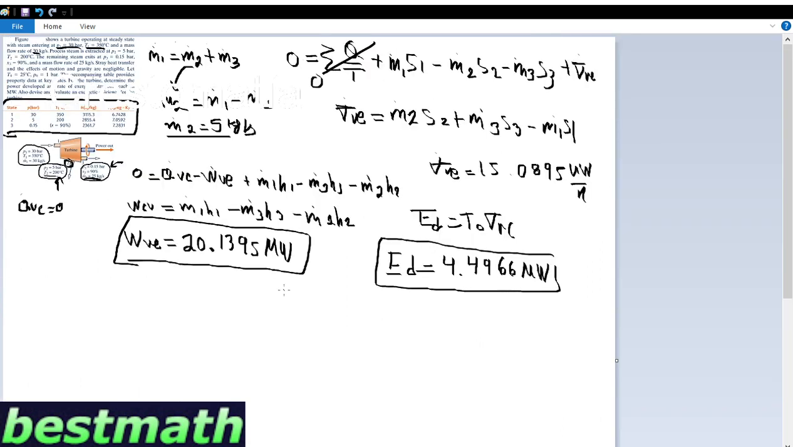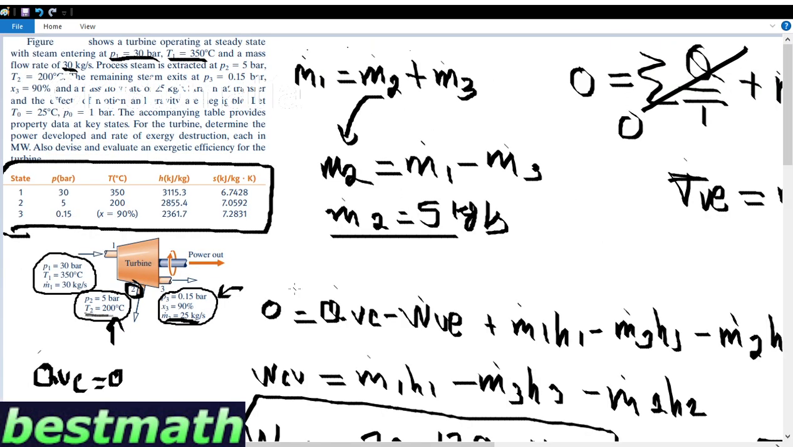As an additional exercise, you can develop an expression for exergetic efficiency if you want to see how an expression for efficiency looks. Let me know your comment. Explanation of the solution.